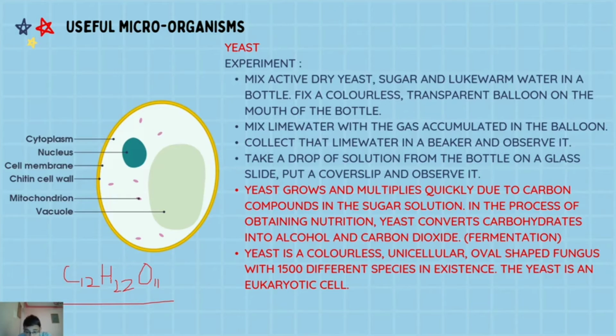Now the process where yeast converts the carbohydrates into alcohol and carbon dioxide is called fermentation. So this is nothing but the fermentation of the sugar solution. Now as we know that yeast is a colorless unicellular oval shaped fungus, definitely it belongs to the kingdom fungi. And there are almost 1500 different species of this particular microbe. Now yeast is nothing but a eukaryotic cell, a unicellular organism but eukaryotic.